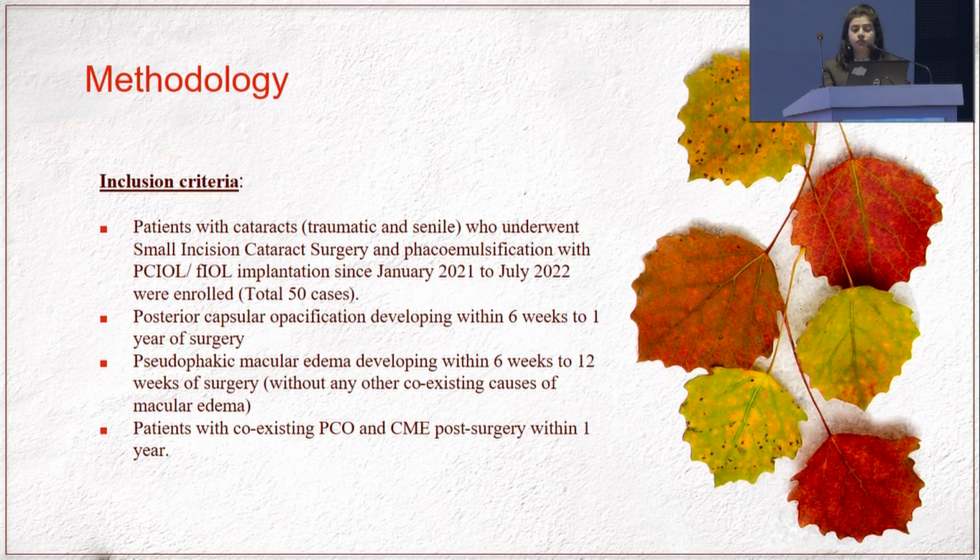For the inclusion criteria, we included patients with cataracts, traumatic and senile, who underwent small incision cataract surgery and phacoemulsification in a 1-year period from January 2021 to July 2022. A total of 50 cases were enrolled, and we looked for posterior capsular opacification within 6 weeks to 1 year of the surgery, and macular edema if it developed within 6 to 12 weeks.